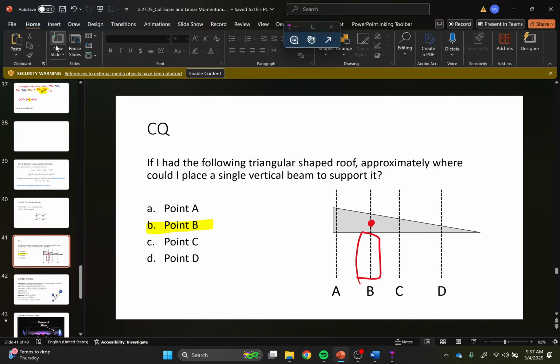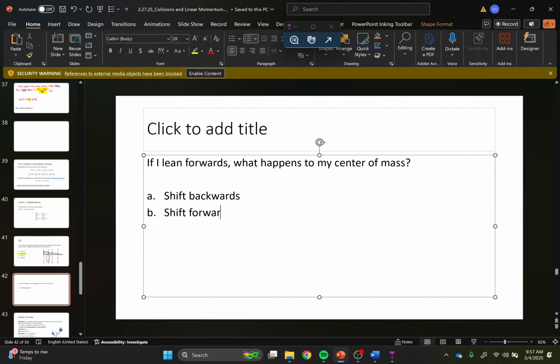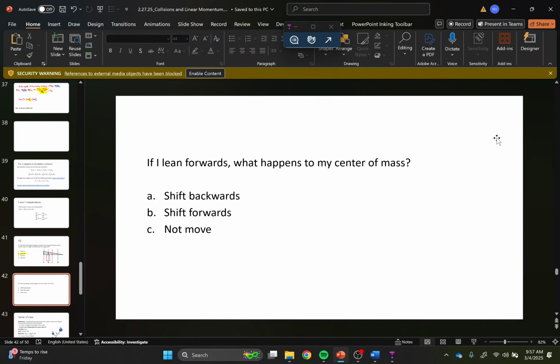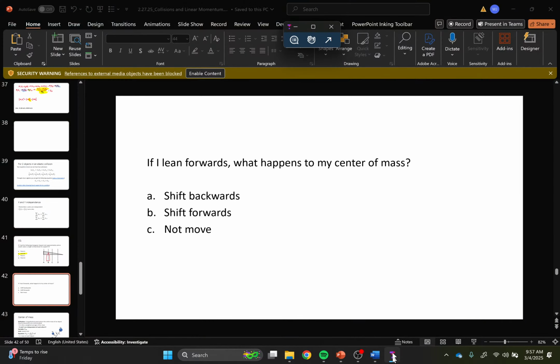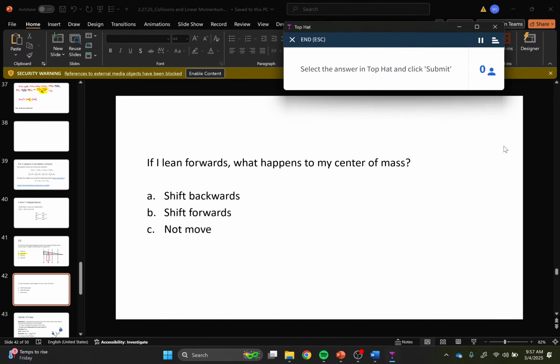Let me actually make a new question. If I lean forwards, what happens to my center of mass? Does it shift backwards? Does it shift forwards? Does it not move? And those are the only three options. If I lean forwards, what happens to my center of mass? You can draw a picture of this if you want.